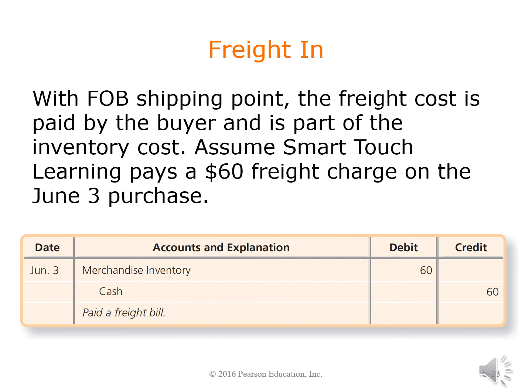Remember that with FOB shipping point, the freight cost is paid by the buyer. When we do that, we add the cost to the cost of the inventory. So let's assume that SmartTouch Learning pays a $60 freight charge on the June 3 purchase. We call that freight in. Because the cost of the freight has increased the cost of our merchandise, we're going to debit merchandise inventory and credit cash when we make this payment.